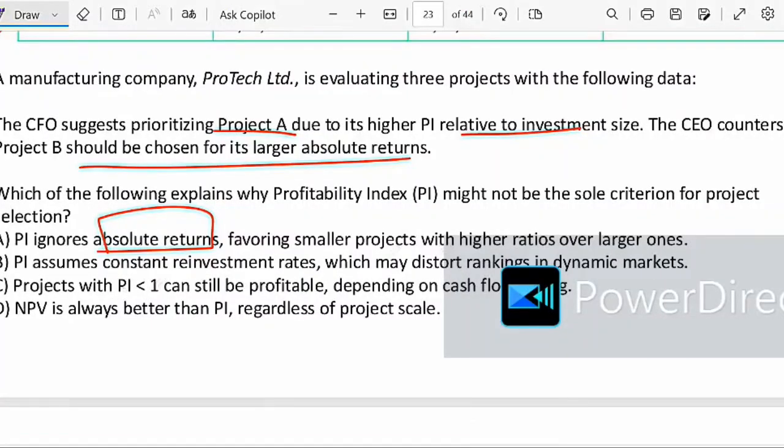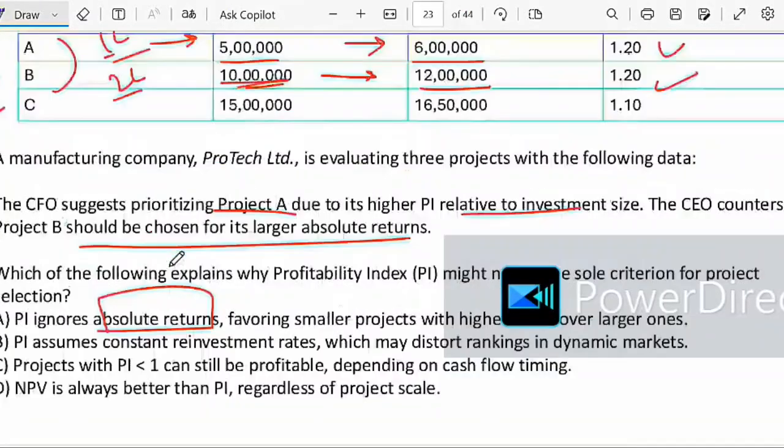So the answer is option number A, that PI ignored absolute return. Yes, this is the limitation of PI, right? So the PI ignored absolute return. It favors a smaller project with higher ratio over a larger one. This is one of the limitations of PI.